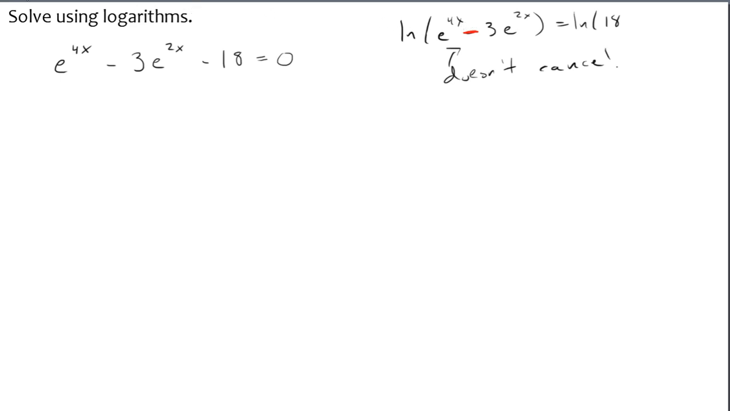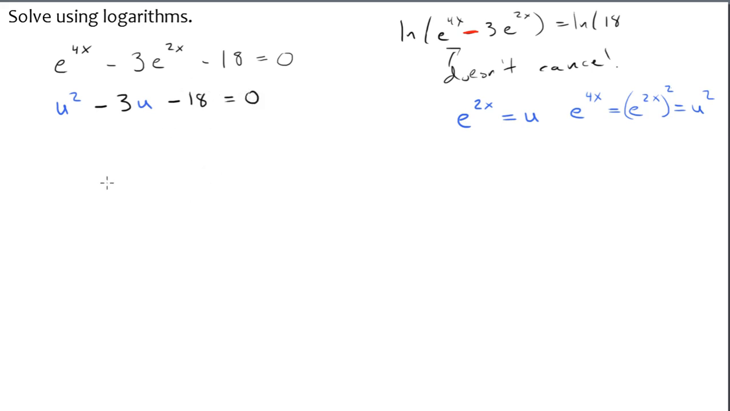Instead, what we're going to do is we're going to say e to the 2x, congratulations, you're now equal to u. We're going to make a u substitution. See, if I come over here and I look at e to the 4x, that's e to the 2x squared, right? 2 times 2 is 4. So this is u squared. So what I actually have here is u squared minus 3u minus 18 is equal to 0.